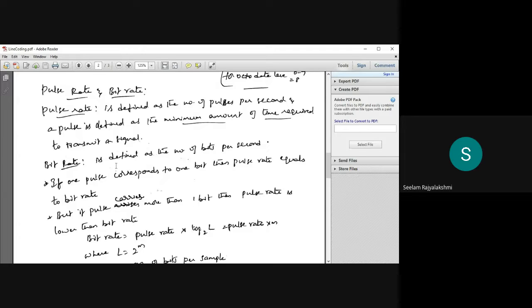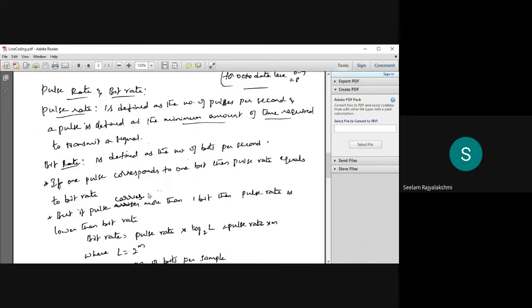So what is bit rate? Bit rate is defined as the number of bits per second. Bits means binary digits: 0, 1, 0, 0. All those come under bits. So bit rate is nothing but the number of bits per second. If one pulse corresponds to one bit, then pulse rate equals bit rate. But a pulse can carry more than one bit.